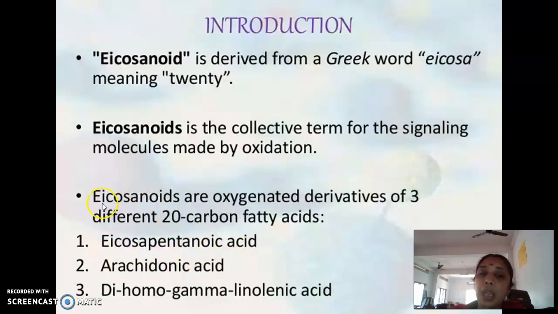Eicosapentaenoic acid is the starting substance of one class of eicosanoid. Then arachidonic acid is responsible for the synthesis of different types of prostaglandins, prostacyclins, and thromboxanes. Then dihomo-gamma-linolenic acid is responsible for another class of eicosanoids. So you don't have to go into detail, you just go through my notes, which are more elaborated. Eicosanoids are oxygenated derivatives: arachidonic acid undergoes different types of oxidation reactions to give rise to a wide variety of products.